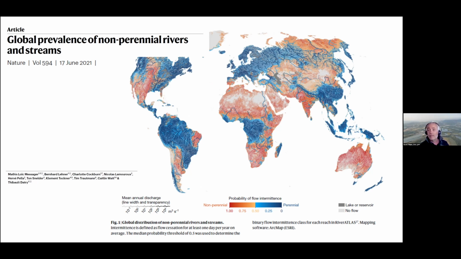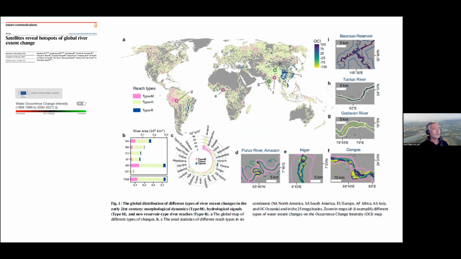This map will evolve definitely in the coming years. And this question of non-perennial rivers, low levels and so on and so forth, all this will have an impact. I've shown you the transformation of water surfaces.